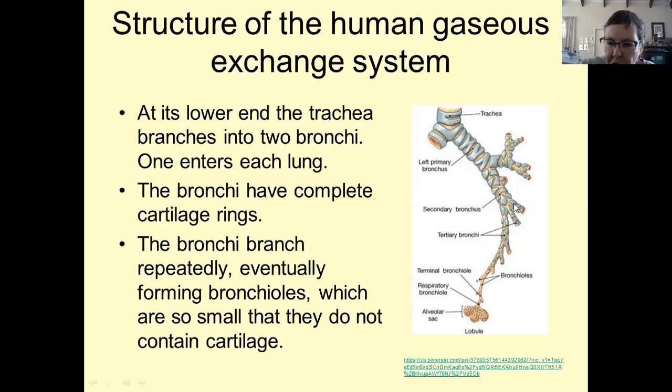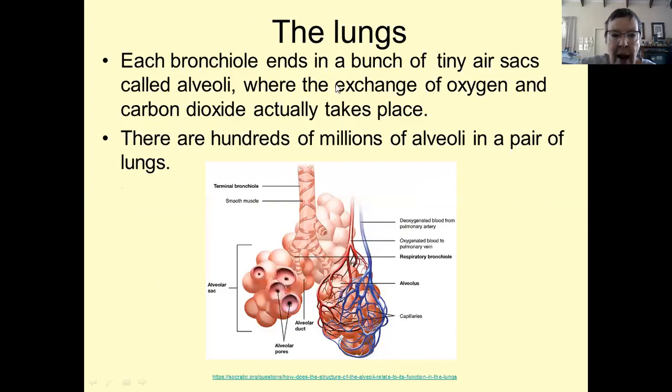And the bronchi branch and branch and branch until eventually they're so tiny that they don't have cartilage in their walls. Those little tiny structures are called bronchioles. So there's a bronchiole, and there's a little bronchiole. Each bronchiole ends in a bunch of tiny little air sacs called alveoli, singular alveolus. This is where the exchange of oxygen and carbon dioxide actually takes place. And there are hundreds of millions of alveoli in a pair of lungs.